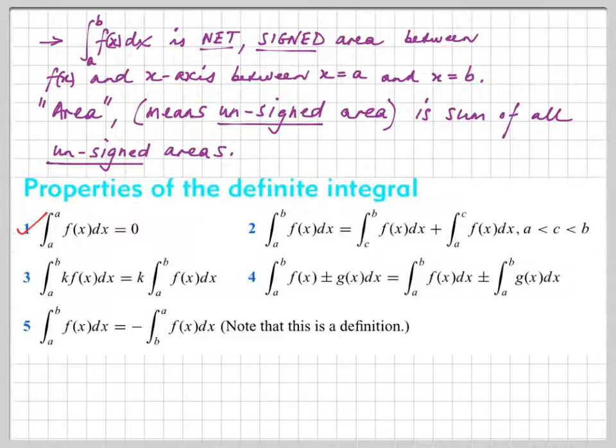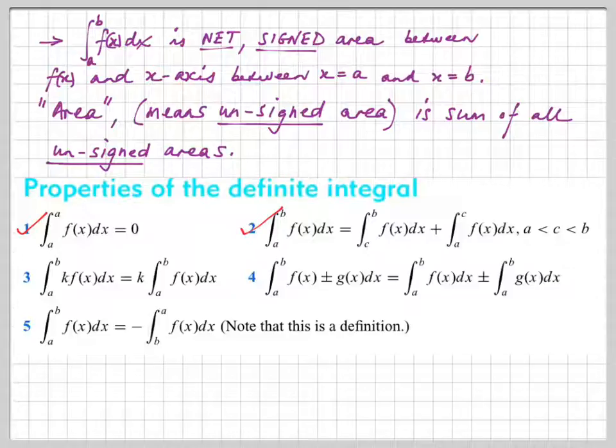Alright, now we're going to do properties of the definite integral. Okay, now number one, what are we saying there? We're saying that the integral of f of x dx from a to a, well, that means it's got no width at all. That must be 0. Does that make sense? Because you think of rectangles, we ain't got no rectangles, guys, if we're not going from a to anywhere. That's why that's 0.